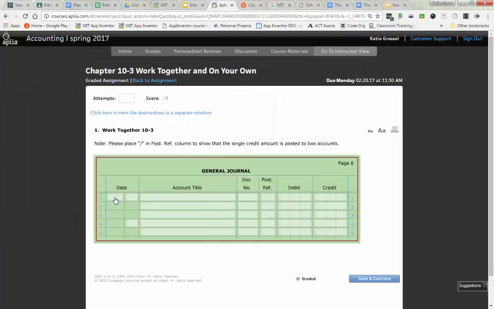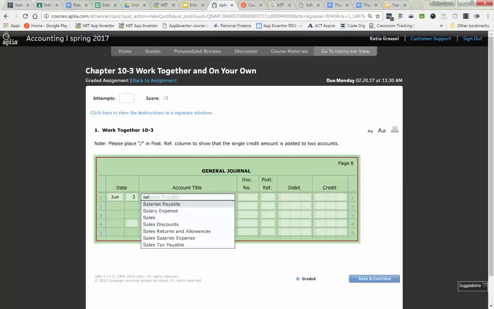The date is going to be June 3rd of the current year. Now, we know that our accounts receivable, Wilbanks and Associates, is going to be credited because it is a credit memorandum. So we are going to have 2 debits. Our debits are going to be sales returns and allowances and sales tax payable. Aplia will mark it wrong if you put them in the wrong order. It's picky. So we are going to do first sales returns and allowances.